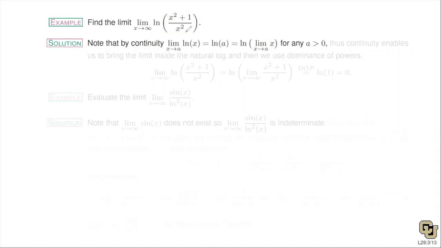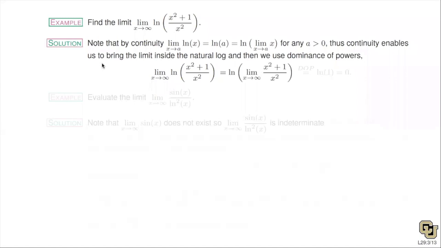So really, at the end of the day, continuity allows us to bring the limit inside the function, inside the natural log function. And so that's what essentially I'm going to do here. Here we're going to take the limit, bring it inside, and then reset. Now we're doing a new problem. So now the question is, what's the limit of (x squared plus 1) over x squared as x goes to infinity? If you plug in, we get infinity over infinity. So we use dominance of powers. Here it's x squared over x squared, or 1. So I get the answer is natural log of 1 here, which is 0.